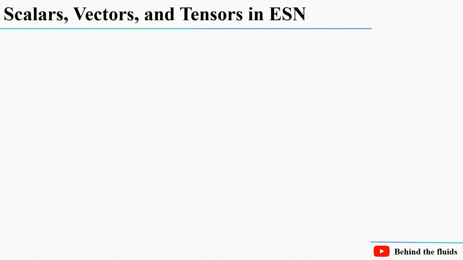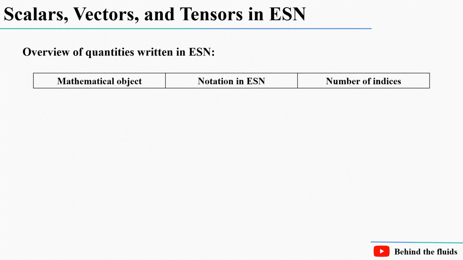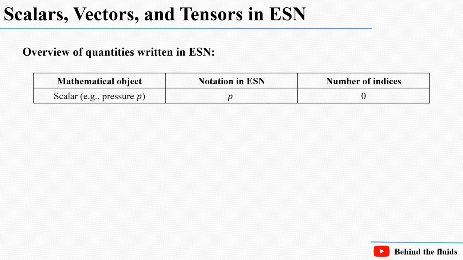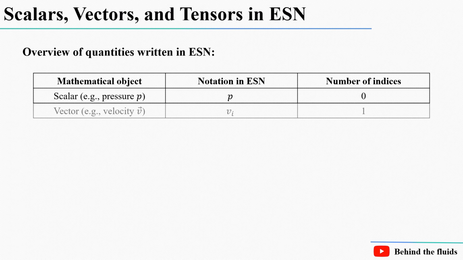To help solidify your understanding of how tensor orders are represented in Einstein Summation Notation, let's take a look at the following table. It gives you a quick overview of different tensor orders and how they are expressed using ESN. A scalar, which is a single value, has an order of 0 and requires no indices. Examples include pressure or temperature. A vector, representing a quantity with magnitude and direction, has an order of 1 and is denoted with a single index, like v_i for a velocity vector.